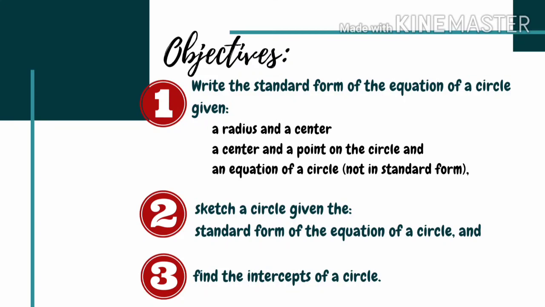So there you go. I hope you can now write the standard form of the equation of a circle given a radius and a center, a point on a circle, and an equation of a circle that is not in standard form. And I hope you can also sketch now a circle given the standard form of the equation of a circle, and of course find the intercepts of a circle.